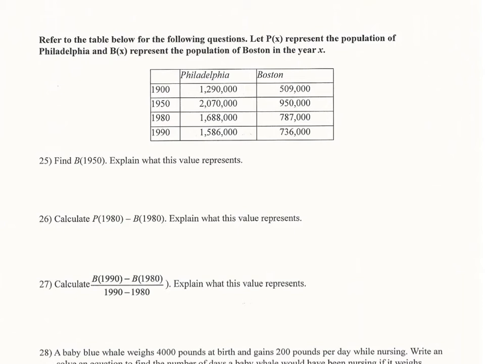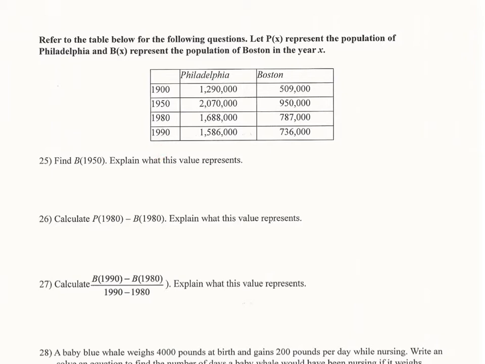Hi everyone, this is page 4 of the Chapter 1 test review for Algebra 1B, starting with number 25. Number 25, really 25 through 27, are all referring to this table. When you've got something like this, before you even start answering questions, make sure you understand what the table is telling you. P of X is my population of Philadelphia, and B of X is the population of Boston, where X represents your years. So these numbers are the populations of these two cities in these years.